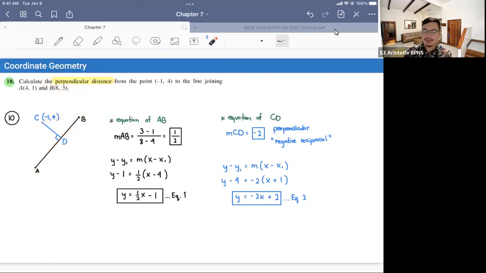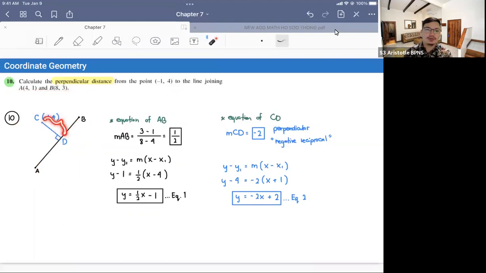Let's go with number 10. The question is, calculate the perpendicular distance from the point (-1, 4) to the line joining points A and B. So make a quick sketch, okay? Here's line AB, and then here is that point (-1, 4). All right, as you can see, this point creates a perpendicular distance. Perpendicular distance is basically the length of this line.